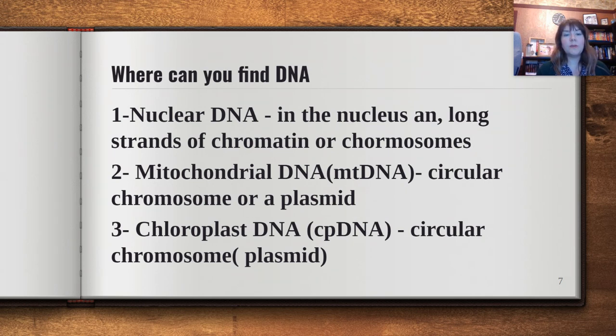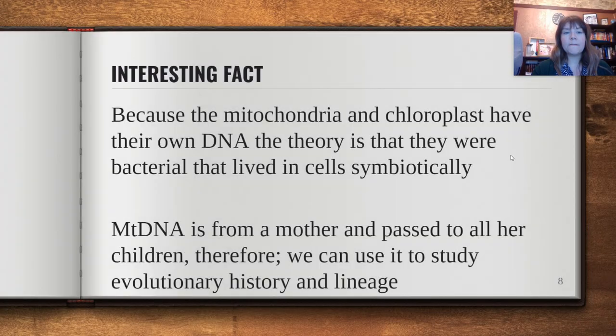So these are the 3 types of DNA. Obviously, we do not have chloroplast DNA, but we have nuclear DNA and mitochondrial DNA. Please write all of this down in your notes, so maybe pause the video at this moment, get this down, and then we'll move on.